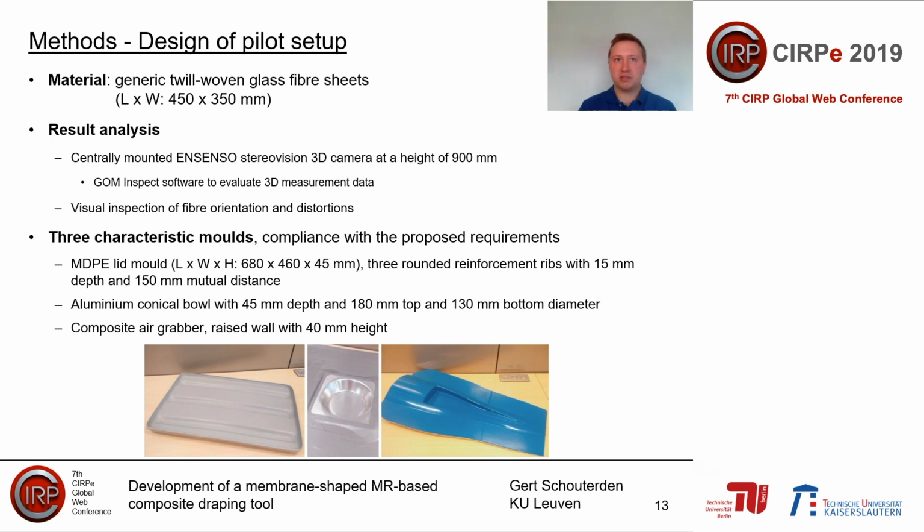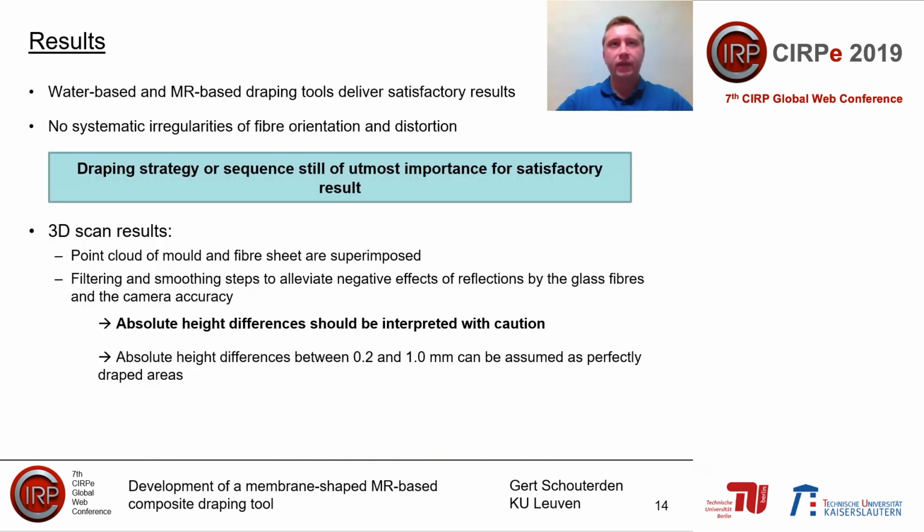We visually inspected the fiber orientation and the distortions, and we also took some 3D images of the empty molds and the molds with the fibers draped in them and compared them together. Overall, we can conclude that both the water and MR-based tools delivered satisfactory results. No systematic irregularities of fiber orientation and distortion were noticed. The most important conclusion that we can draw from this test is that the draping strategy or sequence has not become irrelevant but still is of utmost importance to achieve a satisfactory result.